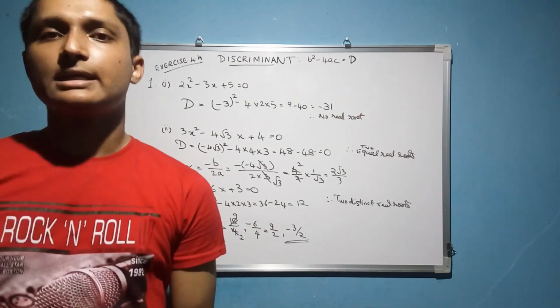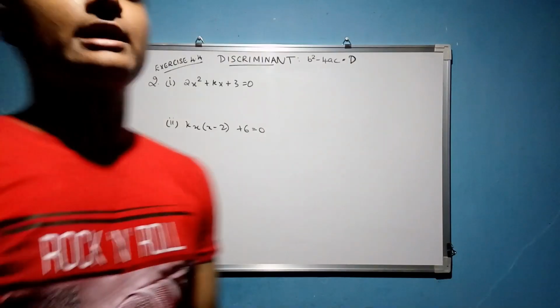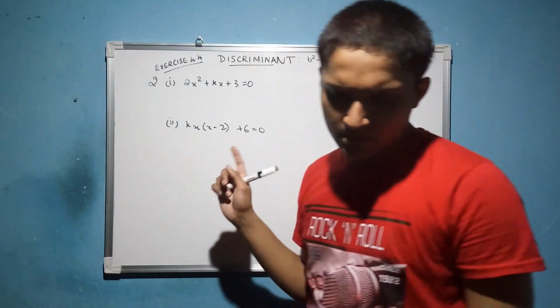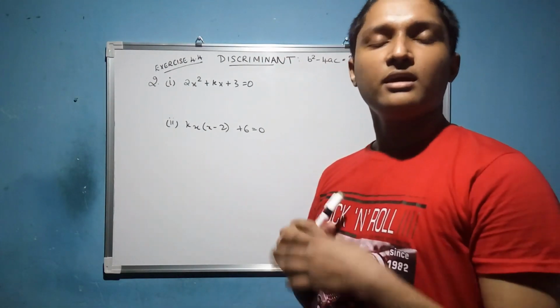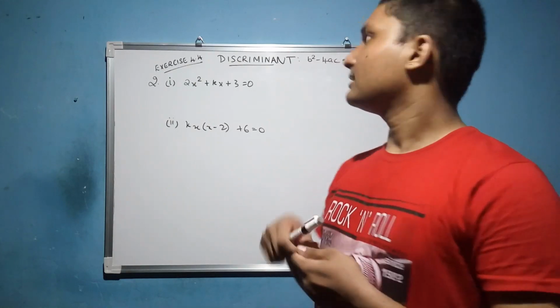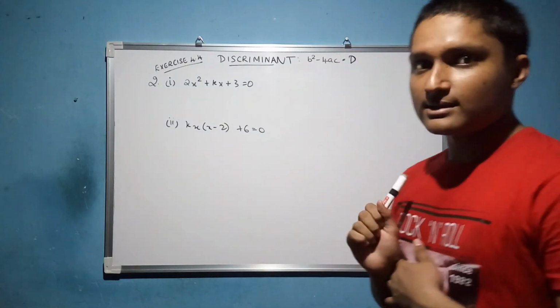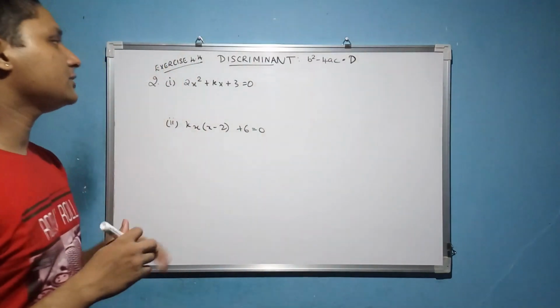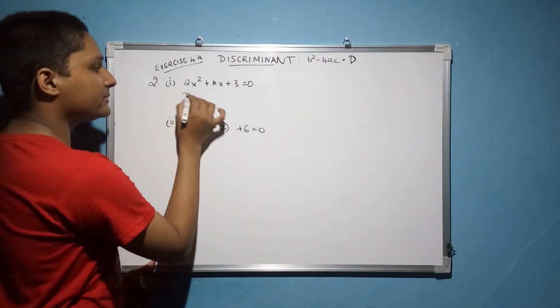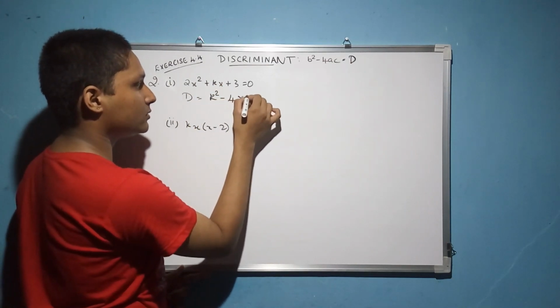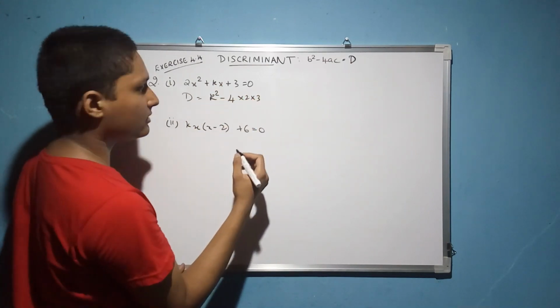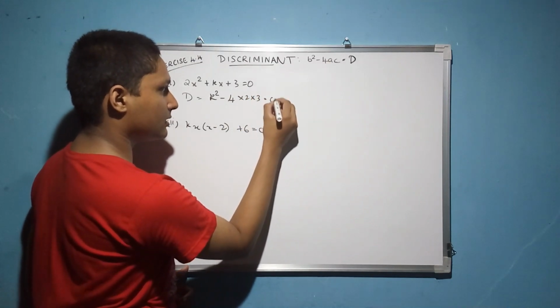Okay, moving on to the second question now. Let's read: find the values of k for which the following quadratic equations have two equal real roots. If it has to have two equal real roots, the discriminant has to be 0. For that we need to find the discriminant. Discriminant is equal to k square minus 4 into 2 into 3, and that is equal to 0.